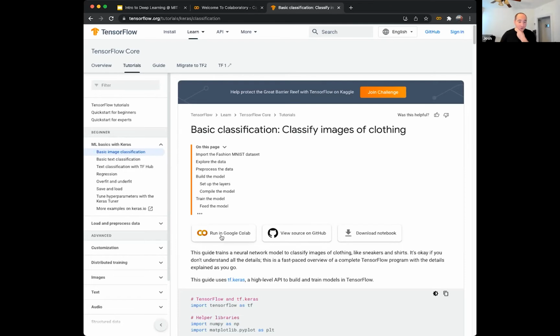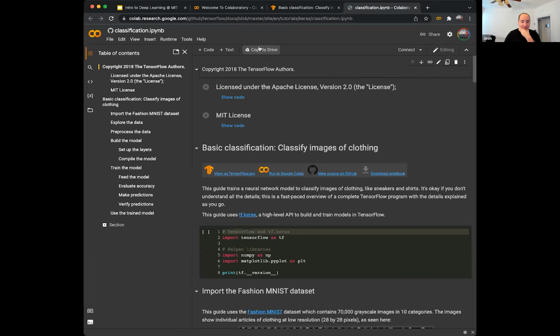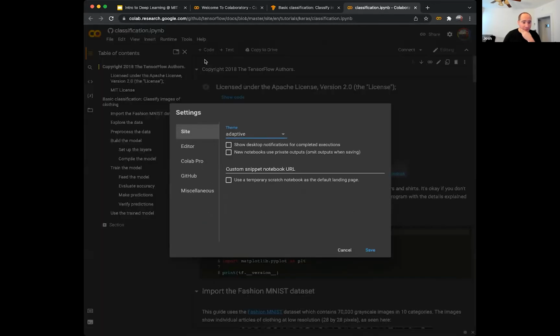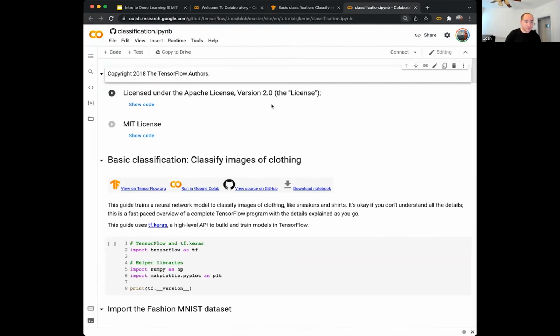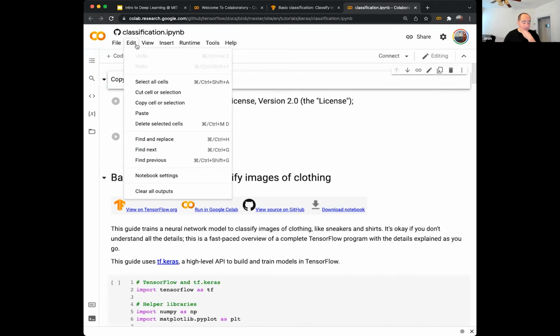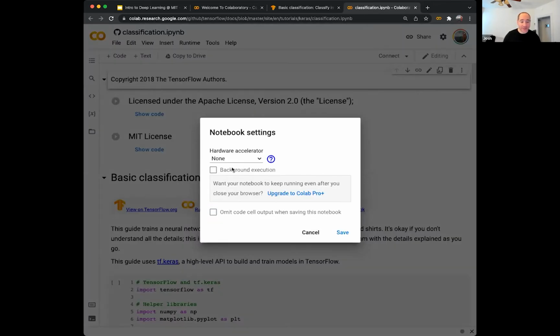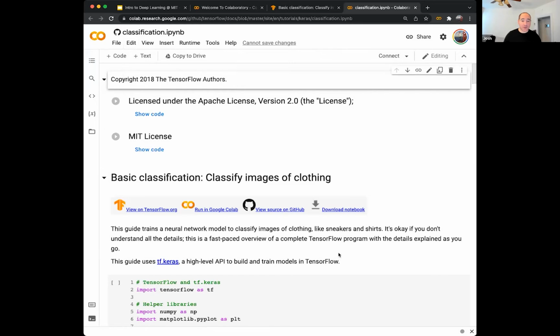So what I'll do is open this up in Colab, and let me see if I can change the background to white so it's easier for you all to see. We don't need it for this, but I'm going to activate a GPU just so you can see how that's done. So let's get a GPU on.